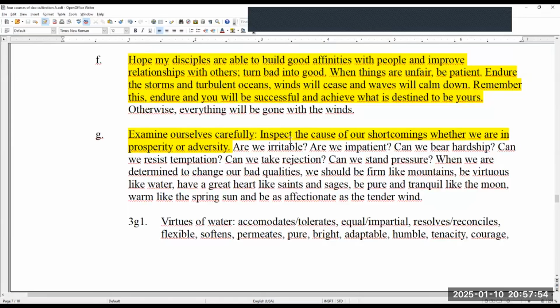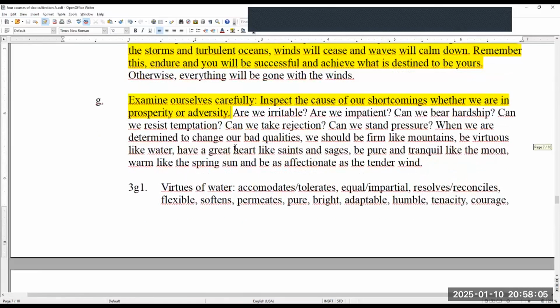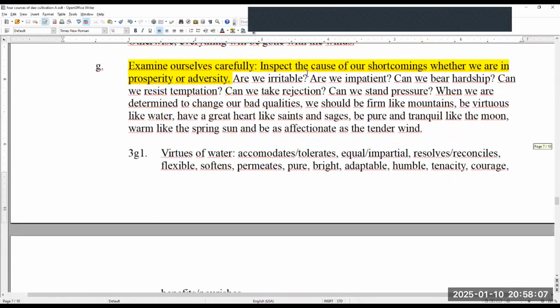Then examine ourselves carefully and inspect the cause of our shortcomings, whether we are in prosperity or adversity. That's very important also, because after all, you need to really introspect about what our shortcomings are. It is the result of the mistakes that we have done. And so you need to be careful whether it's in prosperity or adversity, whether the environment is very comfy or not.